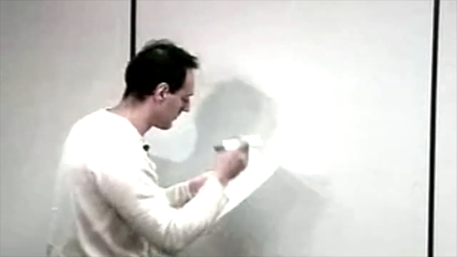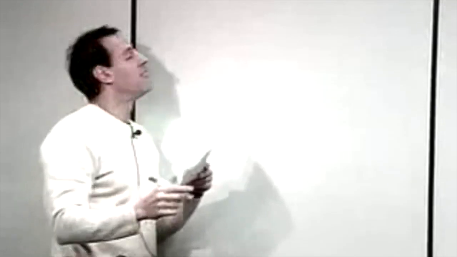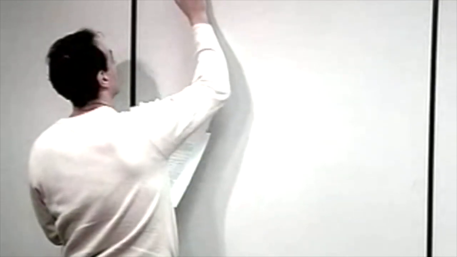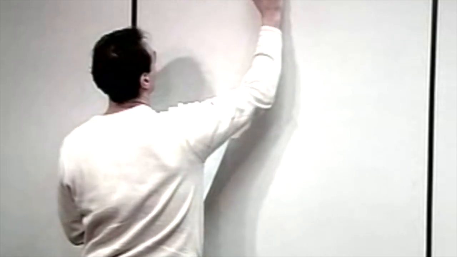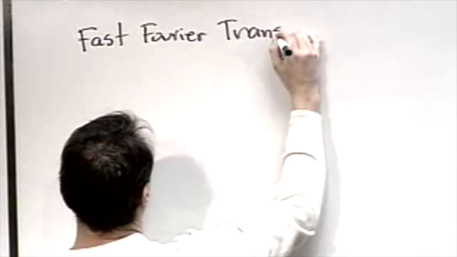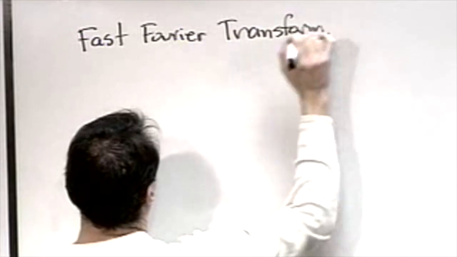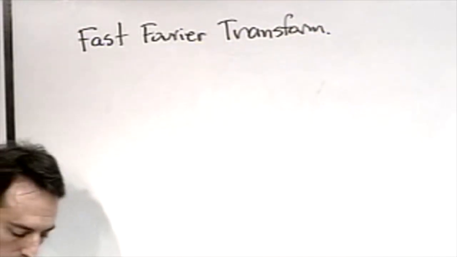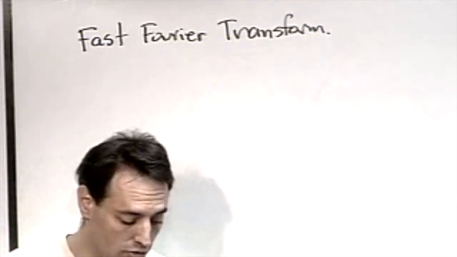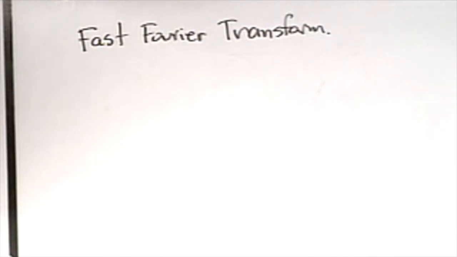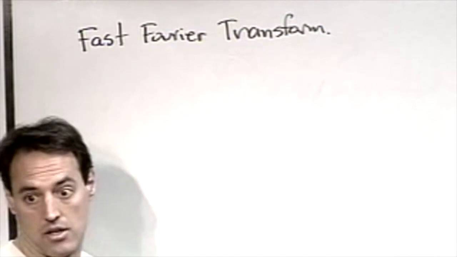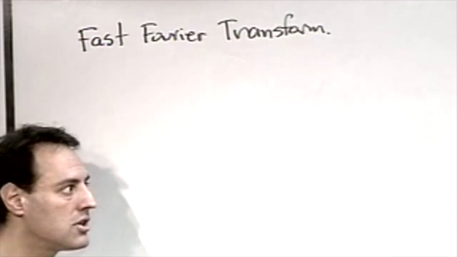So here we go. Now we're going to move towards understanding the fast Fourier transform. So far all we've talked about is generic properties of the Fourier transform, and now we're going to talk about what brings it down to n log n. And mostly what I'm going to do is sketch for you the idea.